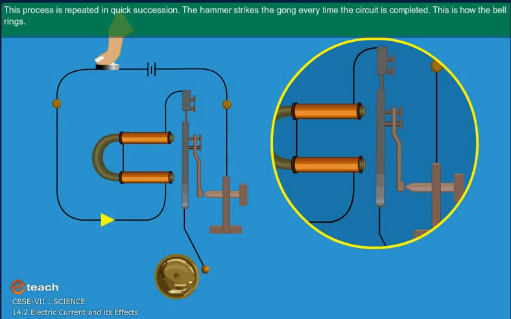This process is repeated in quick succession. The hammer strikes the gong every time the current is completed. This is how the bell rings.